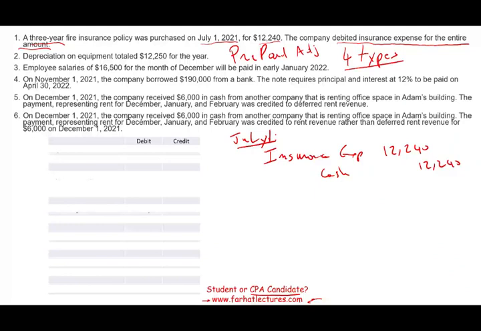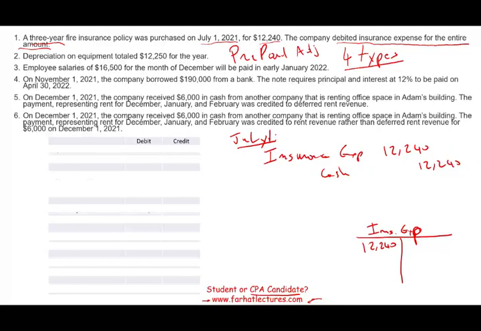How are we going to fix this adjustment? Well, let's think about it. Let's look from a T account perspective. We have insurance expense, and we have in there $12,240. Now we have to find out how much the actual insurance expense should be. So simply put, we have to reduce our insurance expense. We did not use up all the policy. The policy is for 3 years.